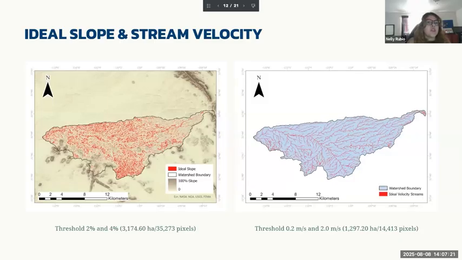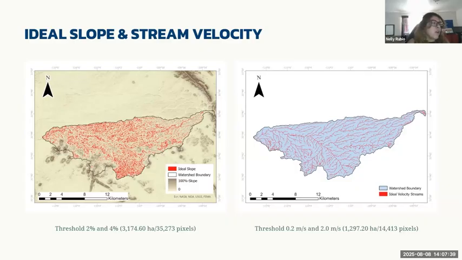Ideal slope and velocity thresholds were implemented to create ideal candidate rasters that will ensure the longevity of the structure and avoid further degradation. Without these components, a structure can be washed away or topple over, or even worse, cause pooling and erode the banks, degrading the stream and causing more ecological damage.